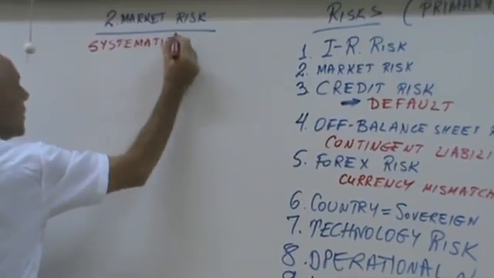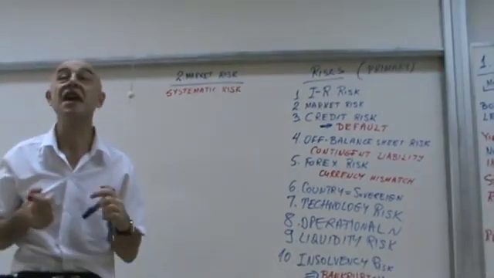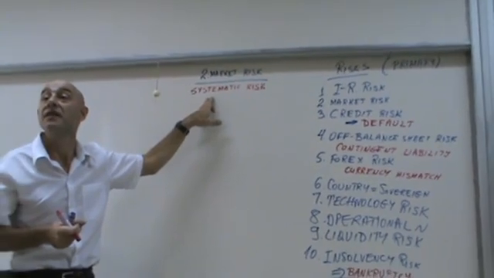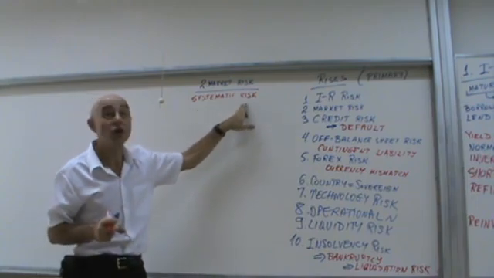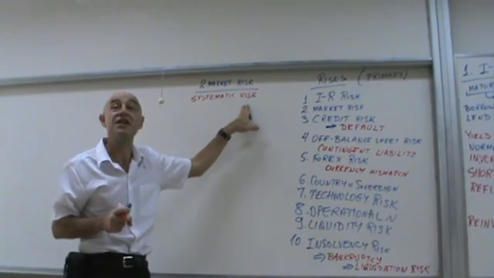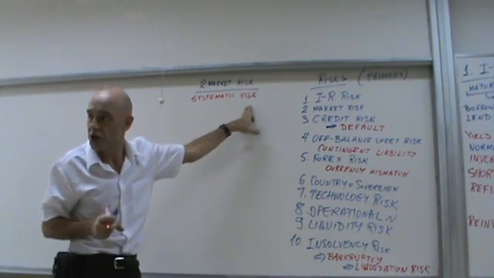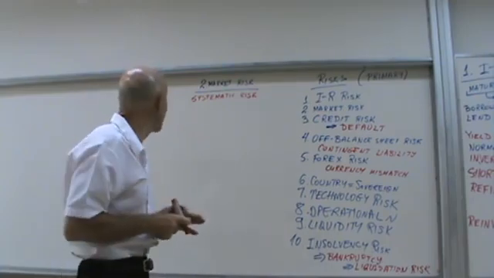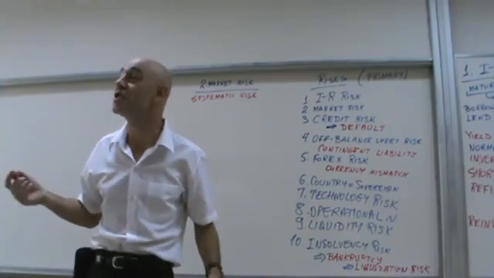Systematic risk. Systematic risk is a risk that cannot be diversified. In other words, it cannot be reduced with diversification. Now, okay, I'm not going to get to market risk. Next one, right? Diversification risk.